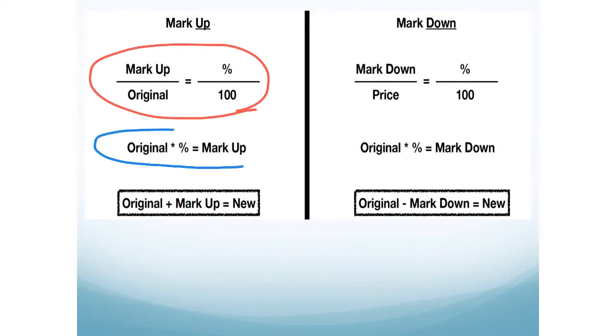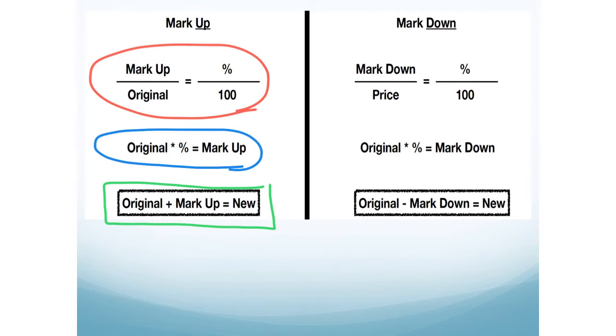Underneath that, we have the equation setup. The original price times the percent in decimal form is equal to the markup. And underneath that, in a rectangle, is a reminder that once we find the markup, we would add it to the original to find the new selling price.